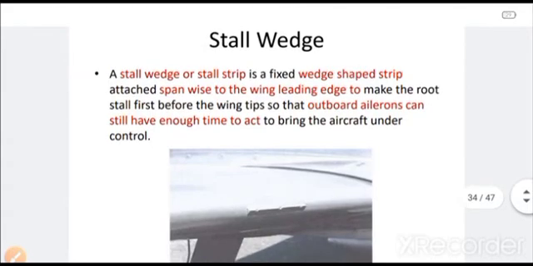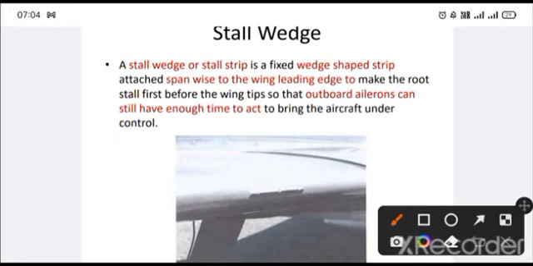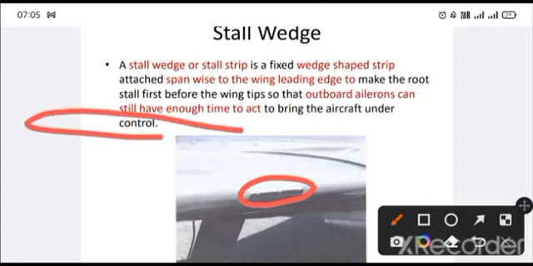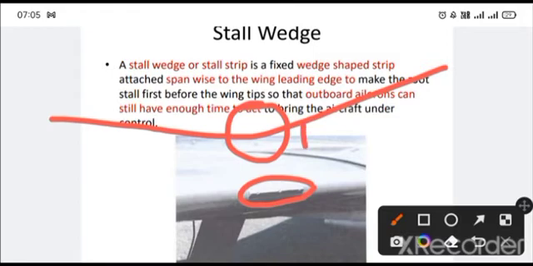Then we have the stall edge. Stall edges are small strips or wedge-like structures fitted like this on the leading edge, span-wise, to make the root stall first. So in any aircraft, let's say this is the wing, let's say this is the dihedral, and this is the fuselage. If the root section stalls first, that is, the root comes down first, then the tip section will still have enough lift to hold its place. Then there will be one advantage.